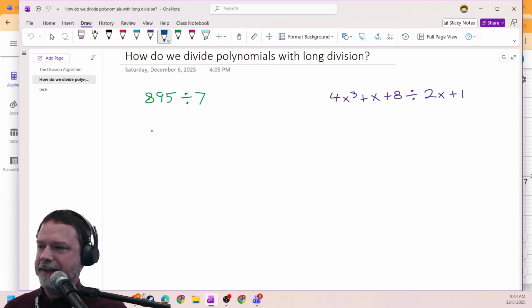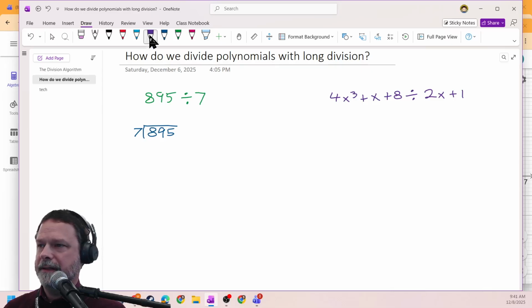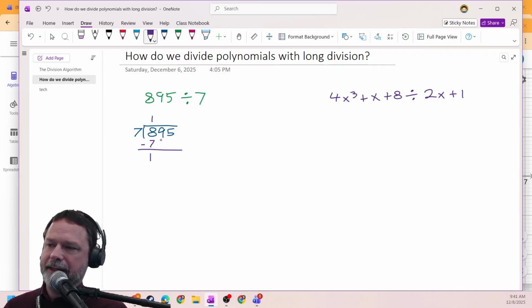So 895 divided by 7. All right. So first thing: how many times does 7 go into 8? 1 time. 1 times 7 is 7, right? Put it down there. Subtract it. Make sure that 1 was above the 8. We get a 1. Bring down our next number, the 9. We could bring down the 5 also, but really I'm only worried about the first two, right?